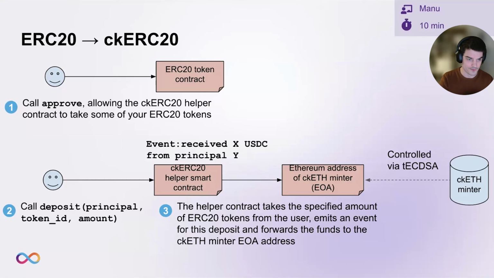And this helper smart contract will then take the user's USDC as specified, which works if the user did that approval beforehand. Then it will emit some event indicating that this happened, which you can think of as a log message, and forward these USDC tokens to the Ethereum address of the ckETH minter, which is controlled via threshold ECDSA. So this would be all that the user has to do. And then everything else is going to be taken care of by the ckETH minter. The ckETH minter will look at these events and mint the corresponding tokens for you, which we think is nice because then it's easy for the user. The user just fires off these two Ethereum transactions and then everything else will be taken care of.